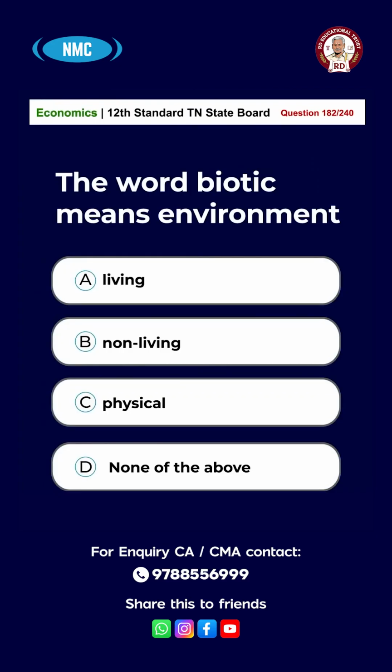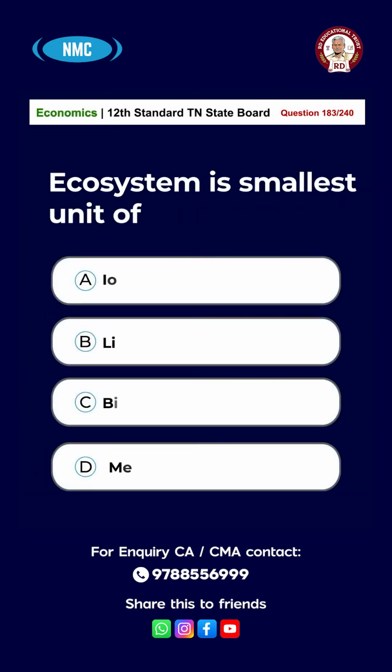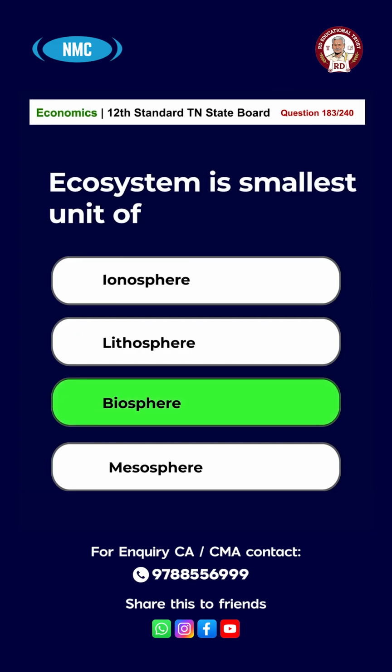Question number 182. The word biotic means environment. A. Living, B. Non-living, C. Physical, D. None of the above. And the answer is option A. Living. Question number 183. Ecosystem is the smallest unit of A. Noosphere, B. Lithosphere, C. Biosphere, D. Mesosphere. And the answer is option C.